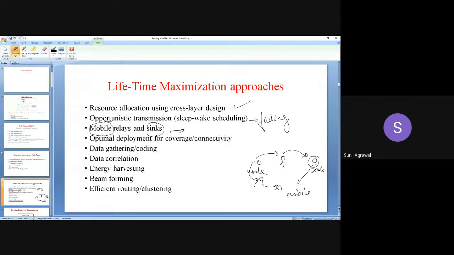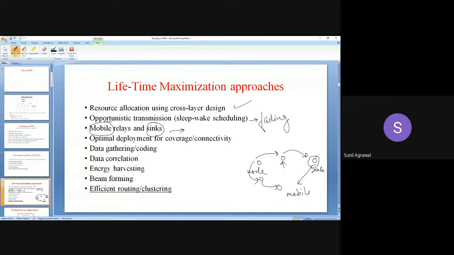So rather than burdening a single node, a few nodes in the network, the mobile sink can cause the node to transmit through different nodes. In that way the particular nodes are not depleting their battery at a very fast rate. So mobile relays or mobile sinks may be used for maximization of lifetime.